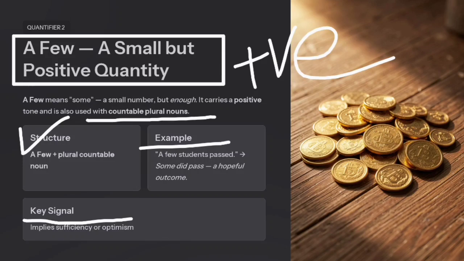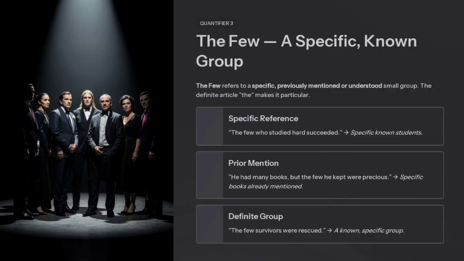Yes, next we shall know the third quantifier, that is the few. Next we are going to discuss elaborately the few. So what is the few? We have to understand it's quite different from the other ones, that is few and a few, what we discussed previously.